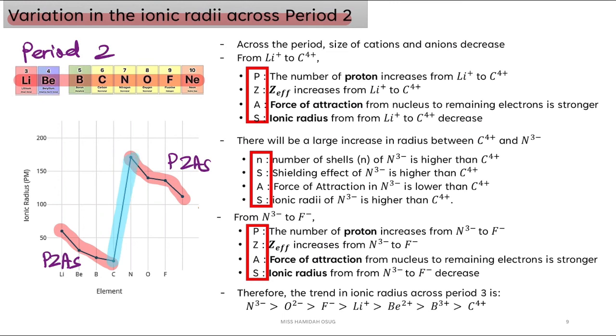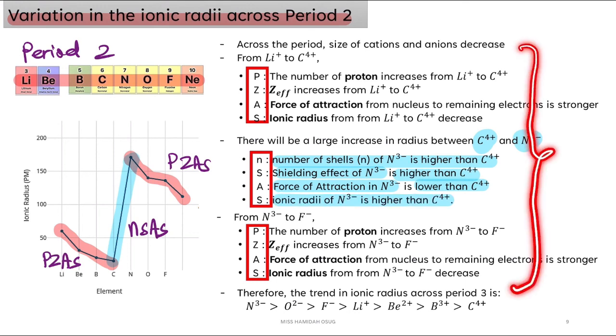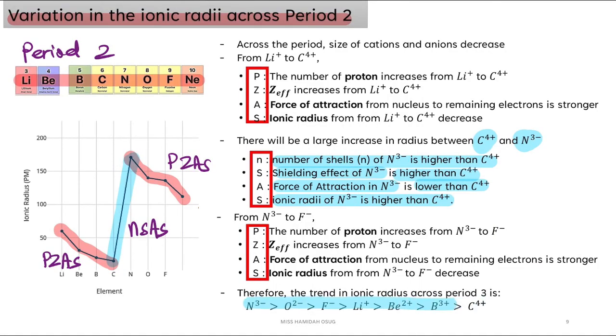Next, as we can see there will be a large increase in radius between the C4+ and also N3-. So, to explain this trend of increase, we are using the NSAS. So, this slide, okay, shows the full explanation how and why the variation in ionic radii is happening across period 2. And please bear in mind the trend in ionic radius in period 2, okay, will start at nitrogen and end with carbon.